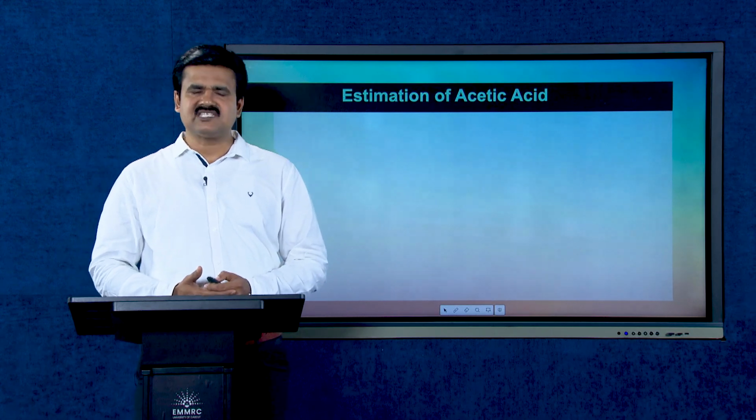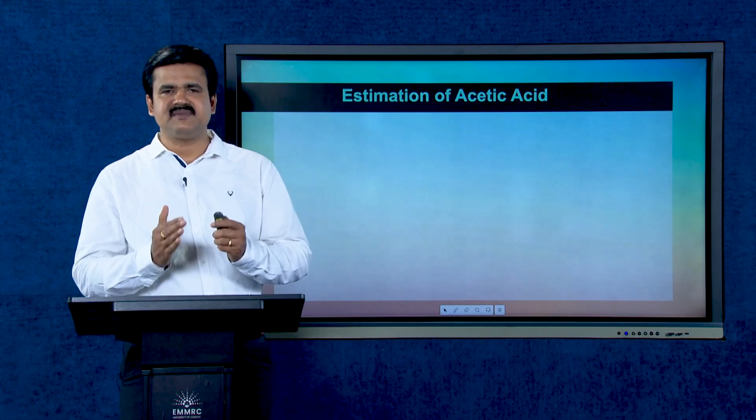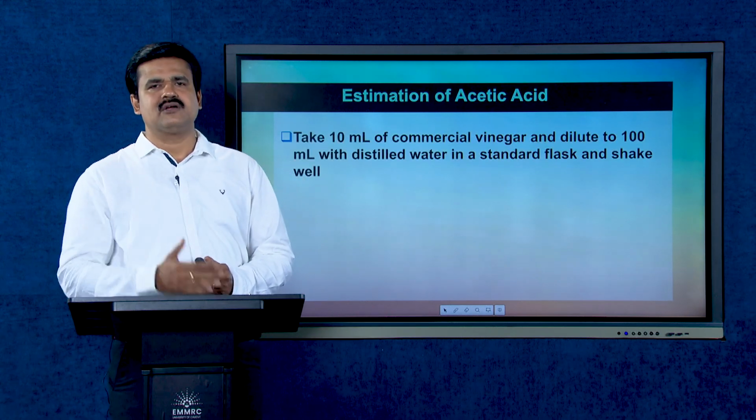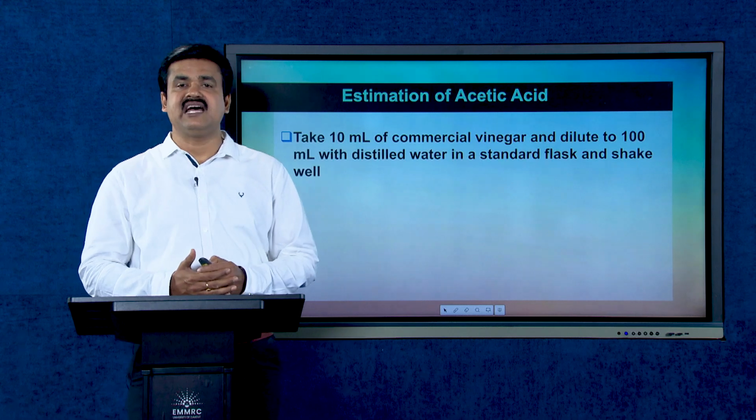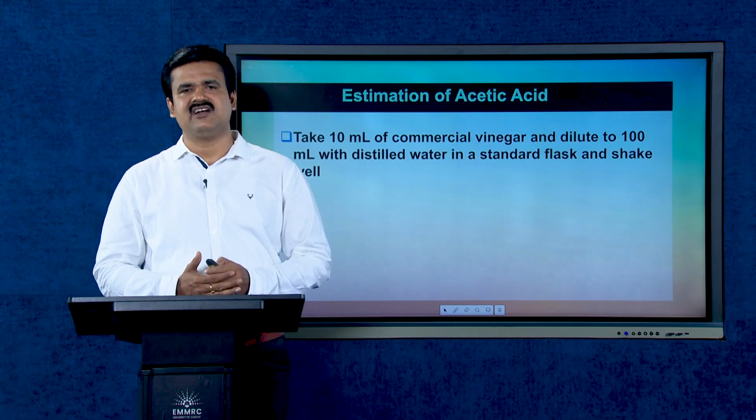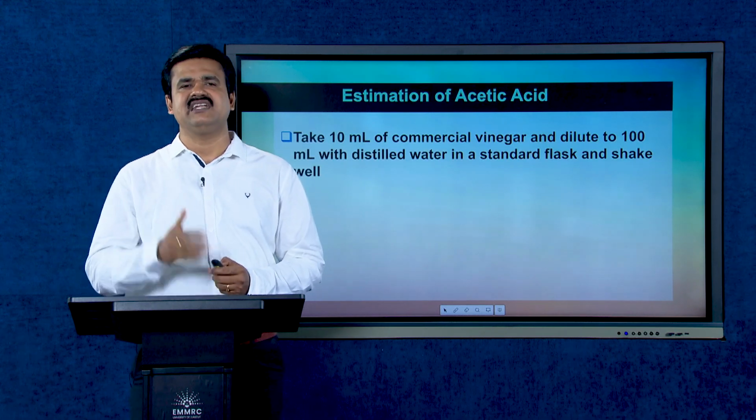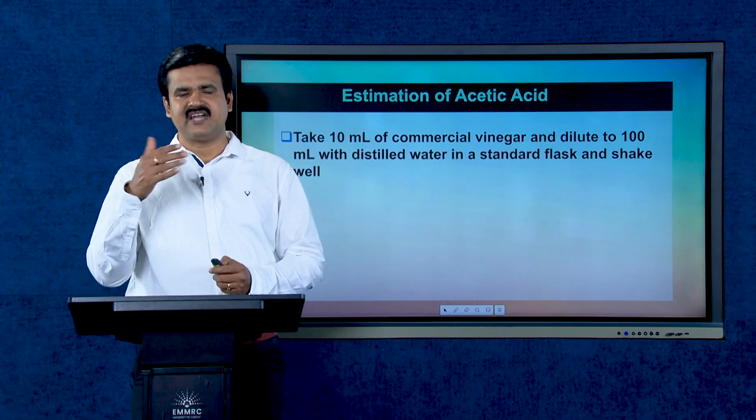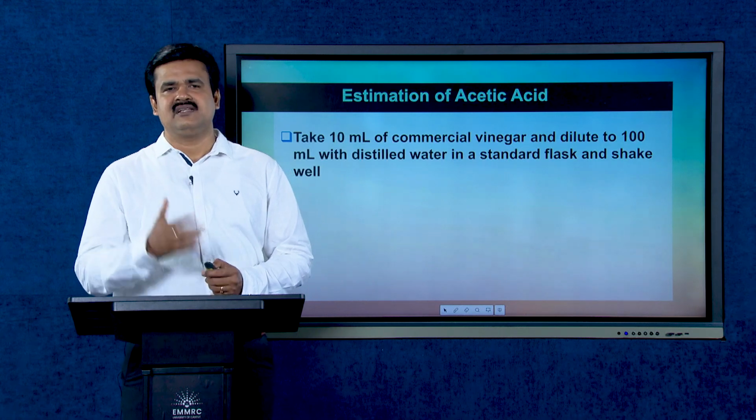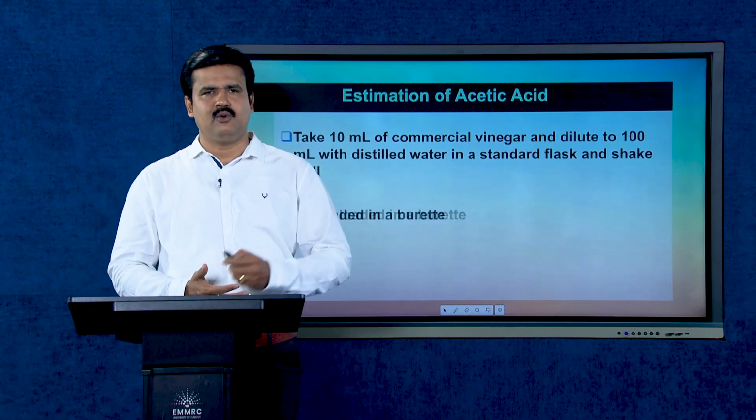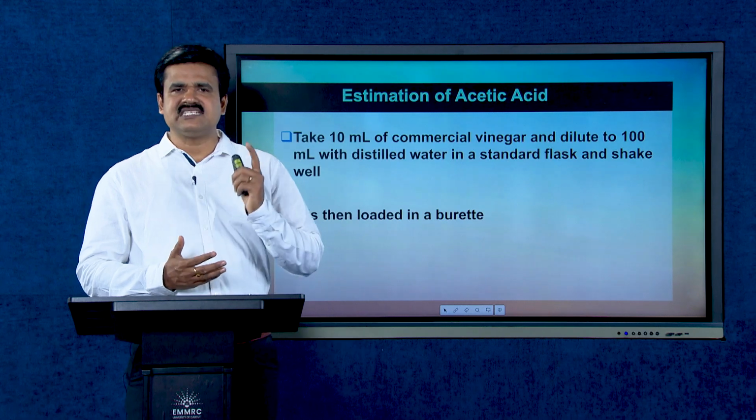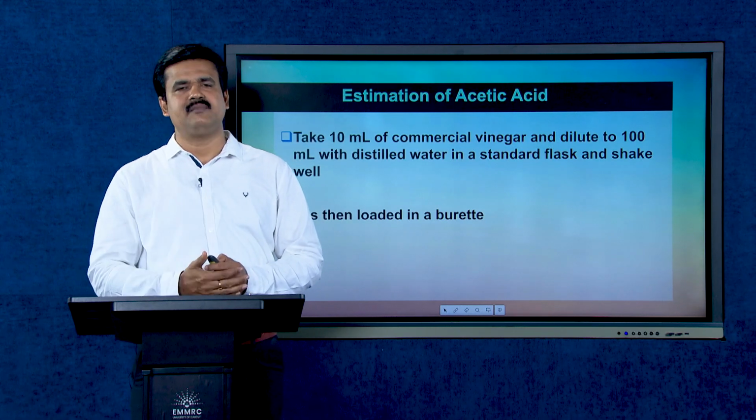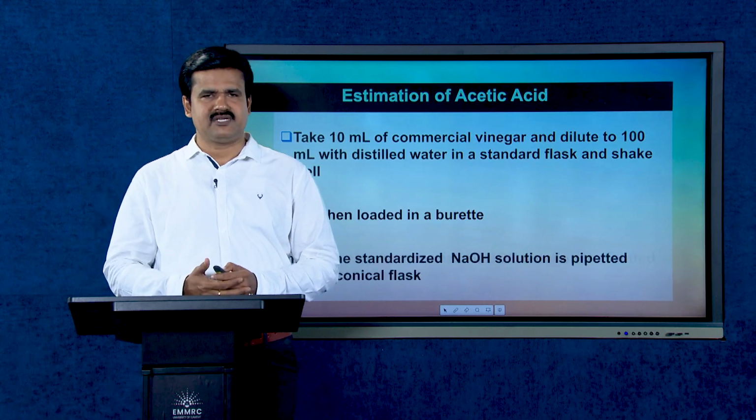Now, the last part of the experiment is the estimation of acetic acid. Take 10 ml of commercial vinegar and dilute it to 100 ml with distilled water in a standard flask and shake well. Remember, in all the preparation and dilution procedures, we have to use distilled water. Now, the diluted solution of the commercially available vinegar is loaded in a burette.